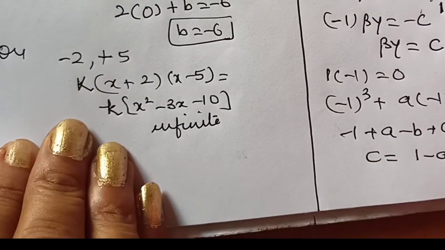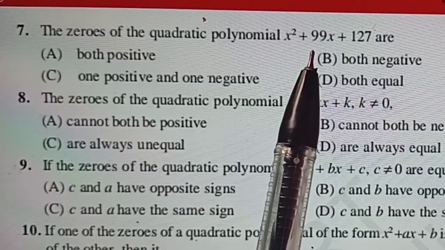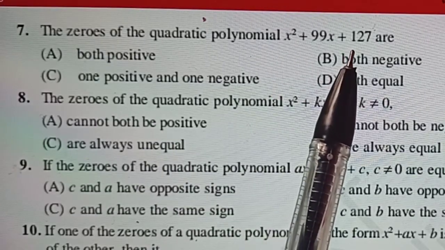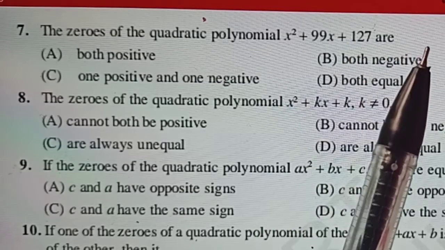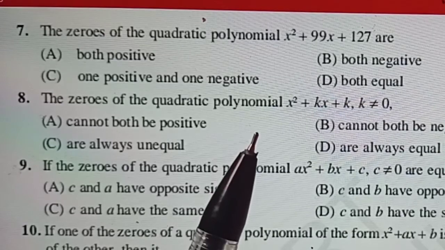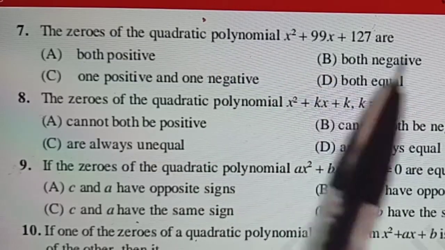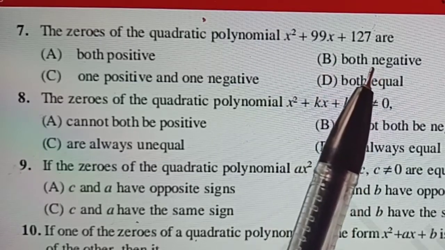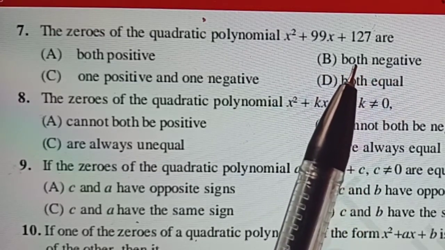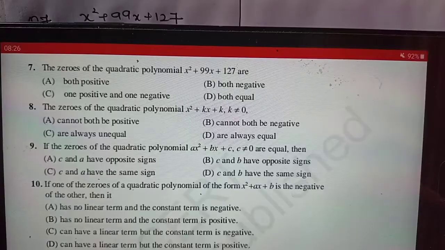Let's go to question number 7. It says zeros of quadratic polynomial x square plus 99x plus 127 are both positive, both negative, one positive and one negative, or they are equal. So for this question, mind it, we are not going to solve the zeros. It's not possible. Splitting is not being done. We cannot solve the zeros. We shall apply the logic here.